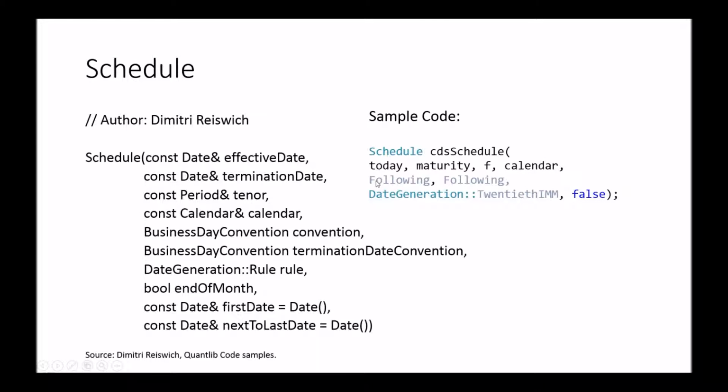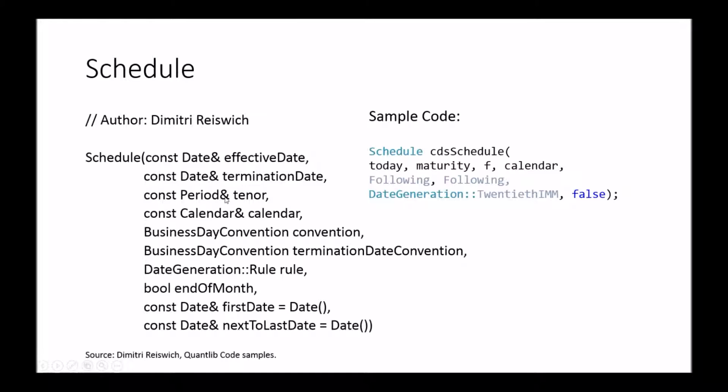Now let's talk about the schedule class in Quantlib. The schedule class describes the payment schedule of credit default swap or any other derivative contracts. It has a list of arguments. The first one is effective date. That is the date when the contract becomes effective, or the beginning date of the contract. And then the termination date, that is the maturity date of the contract. The next one is period.